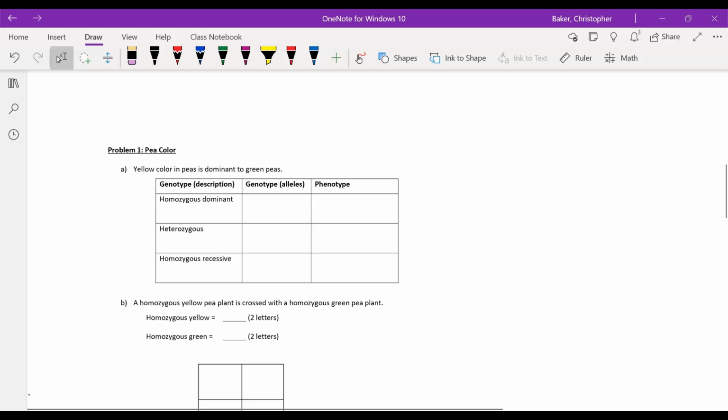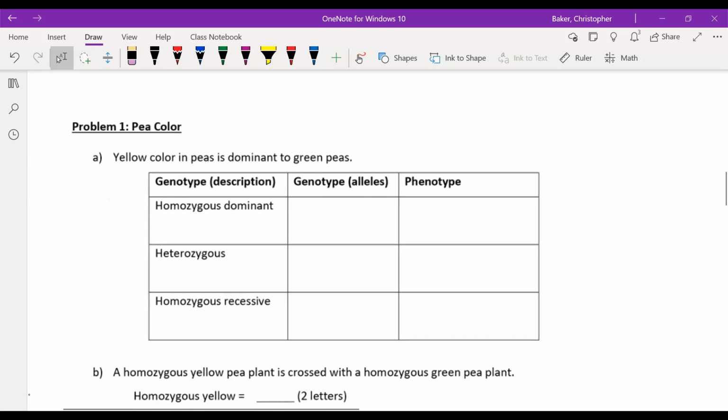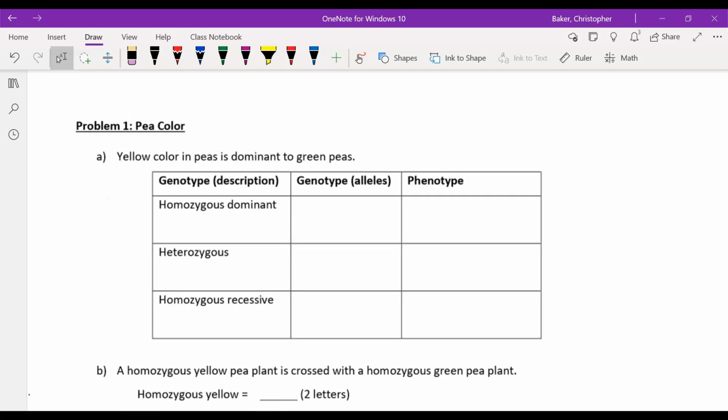So let's take a look at pea color here. Not pea as in urine, but pea as in green peas. Yellow in peas is dominant to green. That means we have a dominant recessive problem here. It's not incomplete dominance where the characteristics blend, like white and red blend to make pink. It's not codominance where there are two co-pilots, where there is white and red. This is dominant recessive.